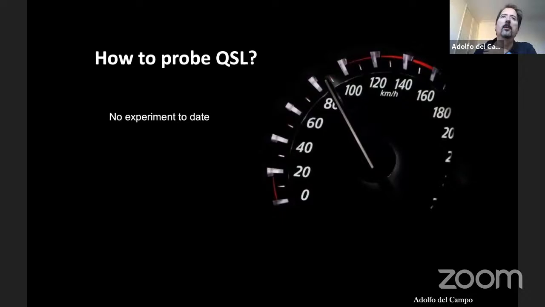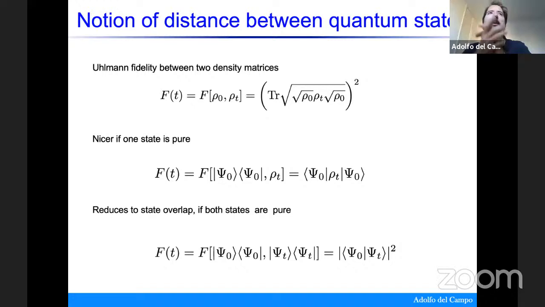I'm going to outline the ingredients required to do that. The first is that we need some notion of proximity between quantum states. In quantum information, we know that a good measure is provided by the Uhlmann fidelity. So if we have a mixed state and we study its time evolution, we can use the Uhlmann fidelity, defined in this way, to see how close these two states are. The Uhlmann fidelity is not a distance, but we can use it to introduce a distance, and it still has lots of nice properties.